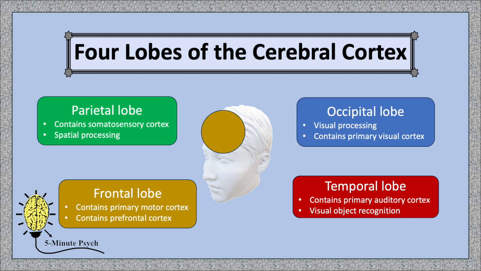It contains the primary motor cortex, which is an area just in front of the central sulcus, where all of our muscles are controlled from. The frontal lobe also contains the prefrontal cortex, located in front of the primary motor cortex. The prefrontal cortex is involved in many highly complex cognitive activities, such as planning, reasoning, and decision-making. It's the last area to reach adult levels, developing into the early 20s.